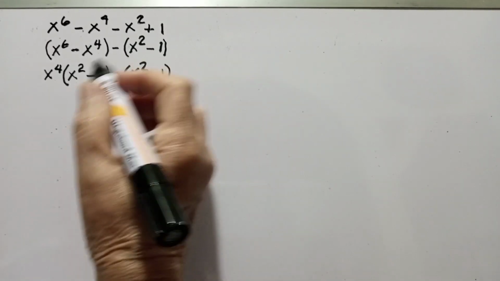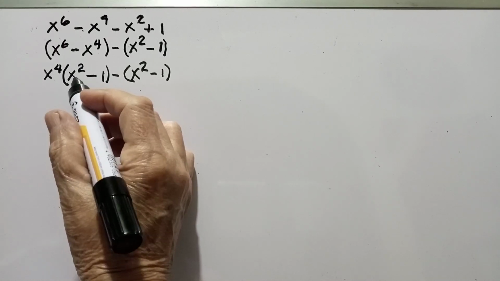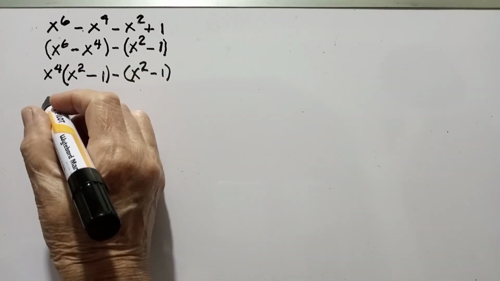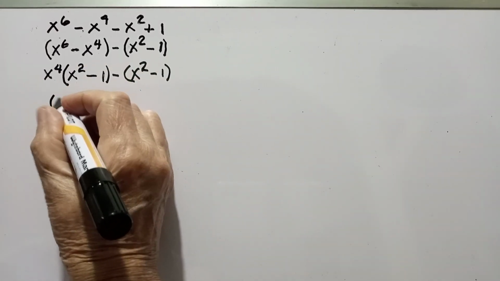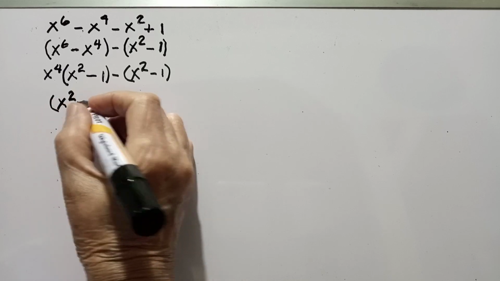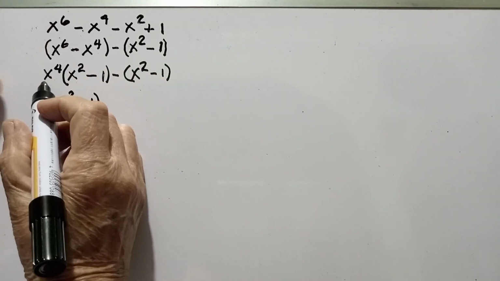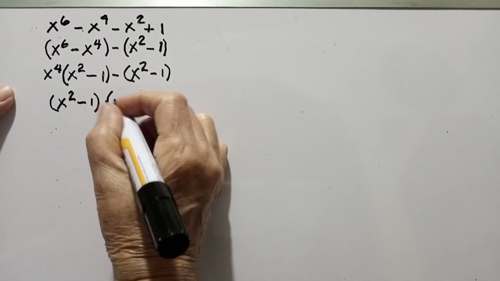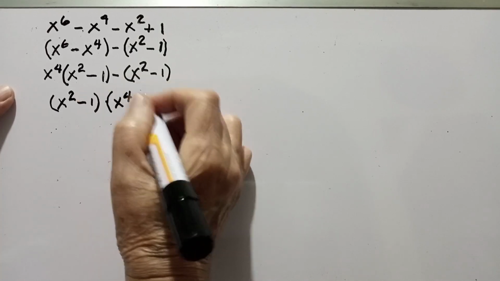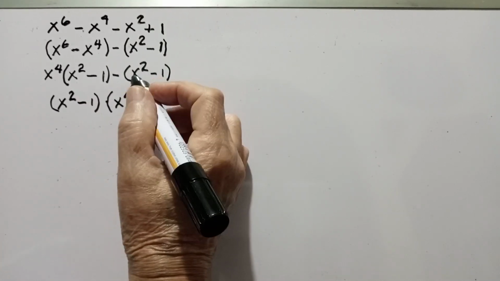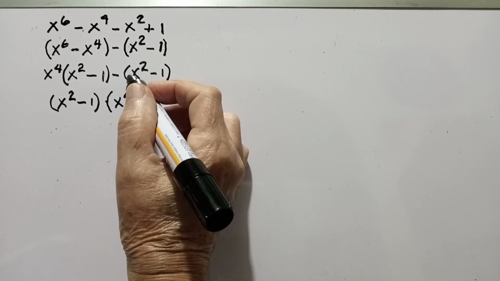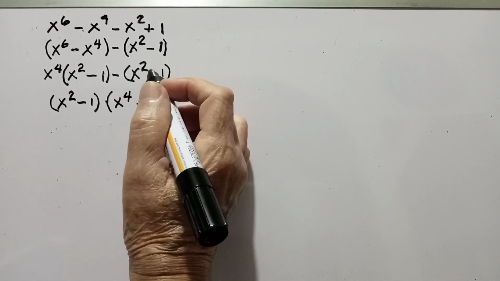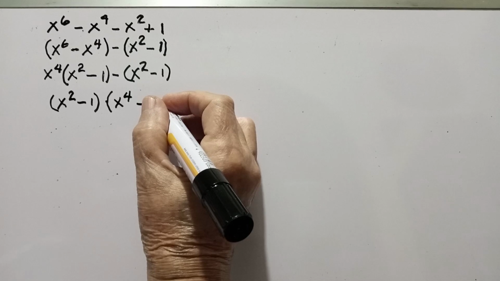Now, take note that we have two common factors here, x squared minus 1. So we take that out. We have x squared minus 1. What is left here is the factor x to the 4th. And then minus. Remember that this quantity has also a numerical part of 1, because 1 times this quantity is just this quantity. So, taking this out, what is left is 1.